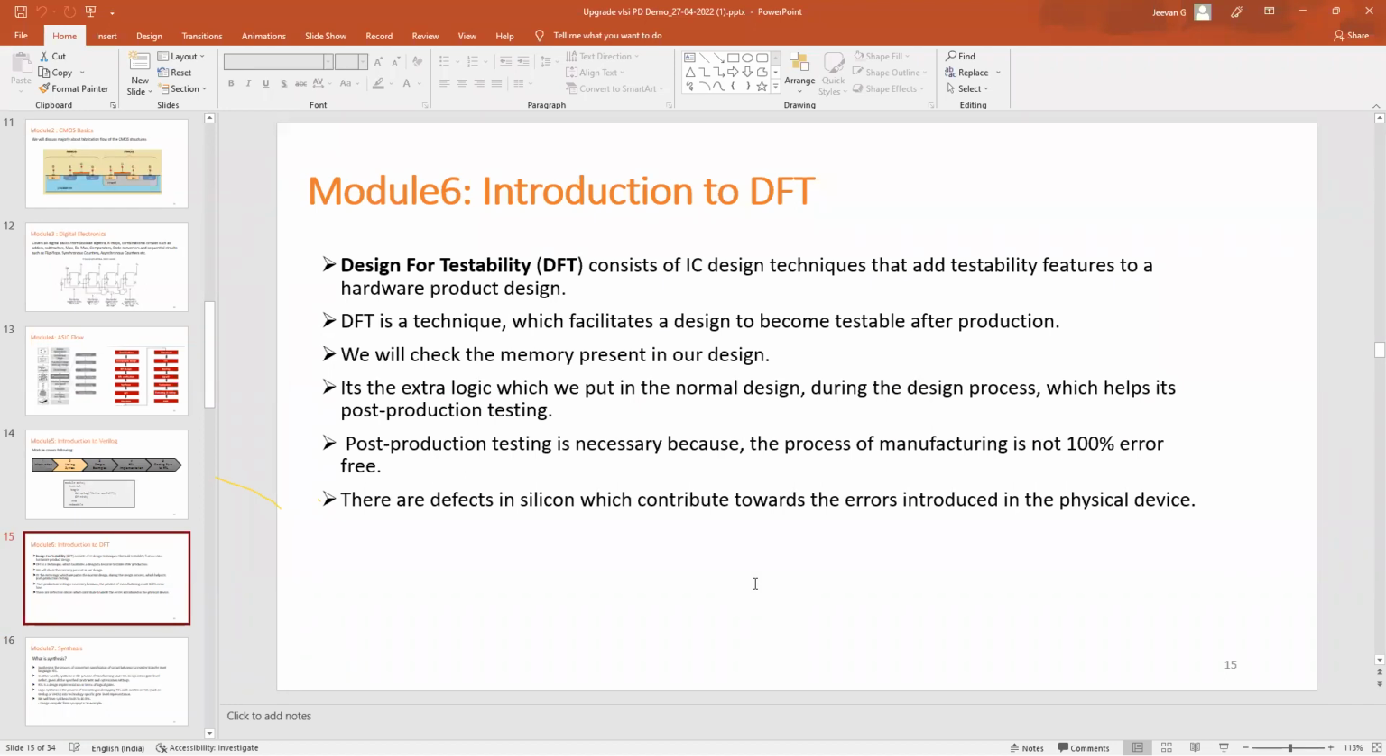This is also one of the additional benefits you get only from Upgrade Velocity Technologies. Usually in the market you need to have a separate course for DFT, but at Upgrade Velocity Technologies we're going to include it along with this physical design course, so that you have a basic awareness of every stage that will be helpful for a physical design engineer. That is our main motto, to include all these concepts. And as module 6, we're going to give the introduction to DFT.